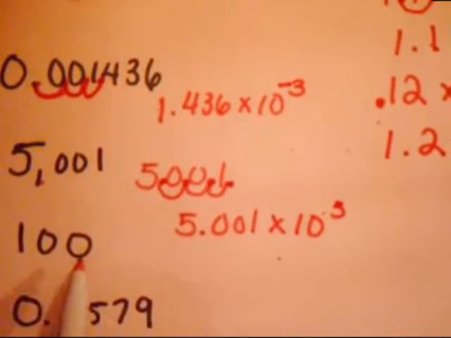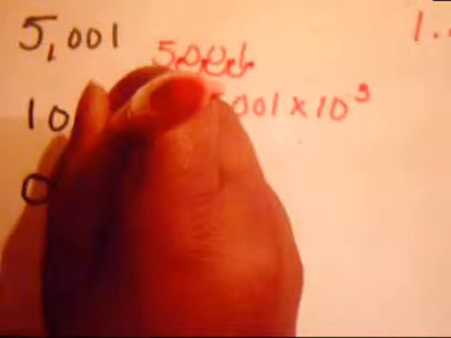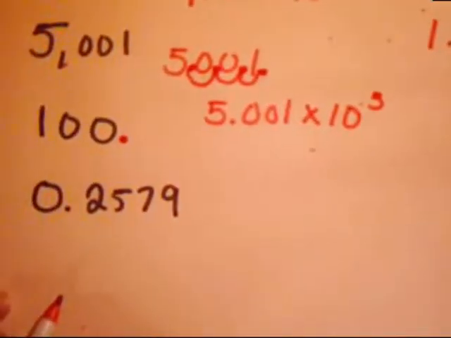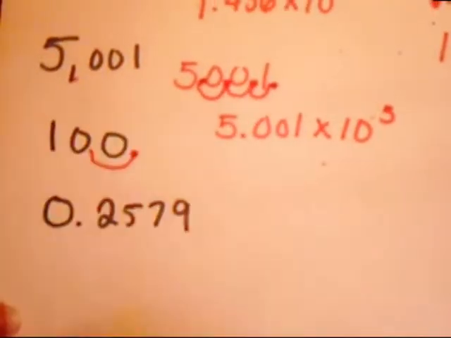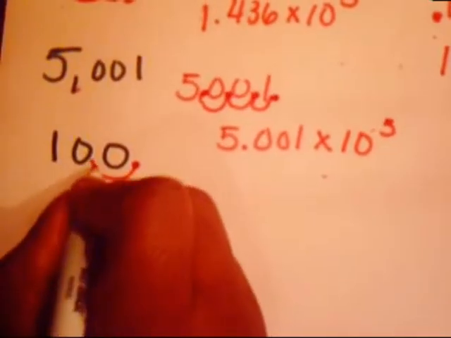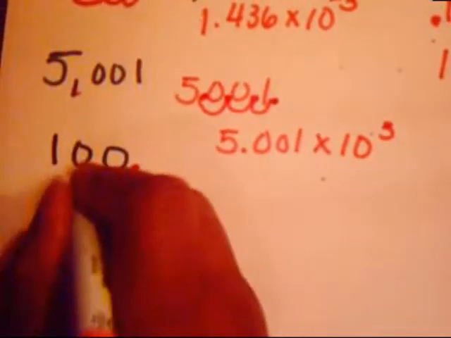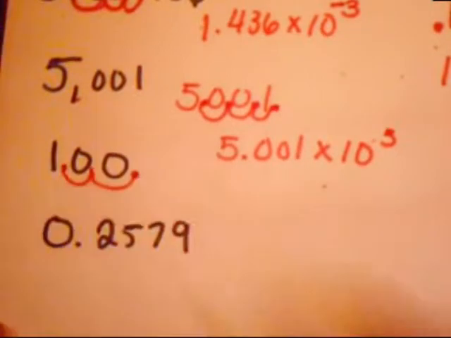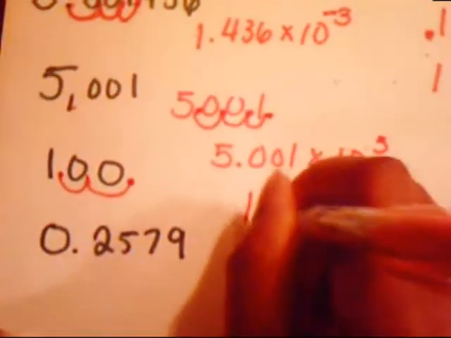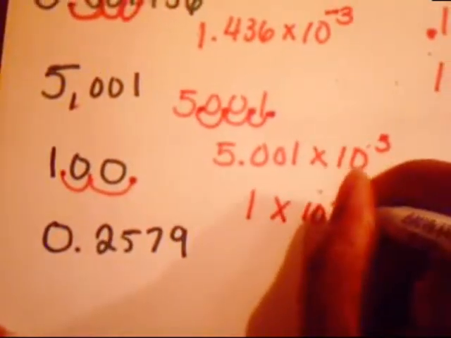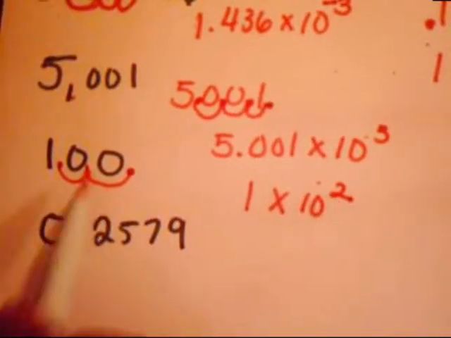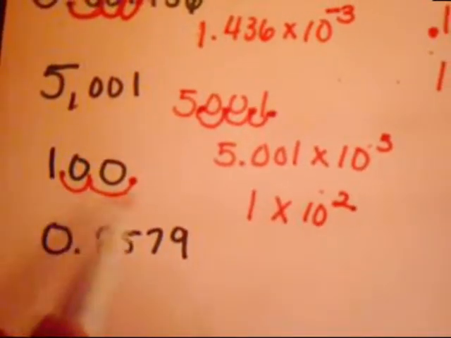We can even write numbers like 100 in scientific notation. Natural decimal point is right there. Let's move it. That's 10. Can't be equal to 10, has to be less than 10. So if we move it here, it's 1. You can write 1 times 10 to the second power. Why is it positive? Because your number was greater than 1.